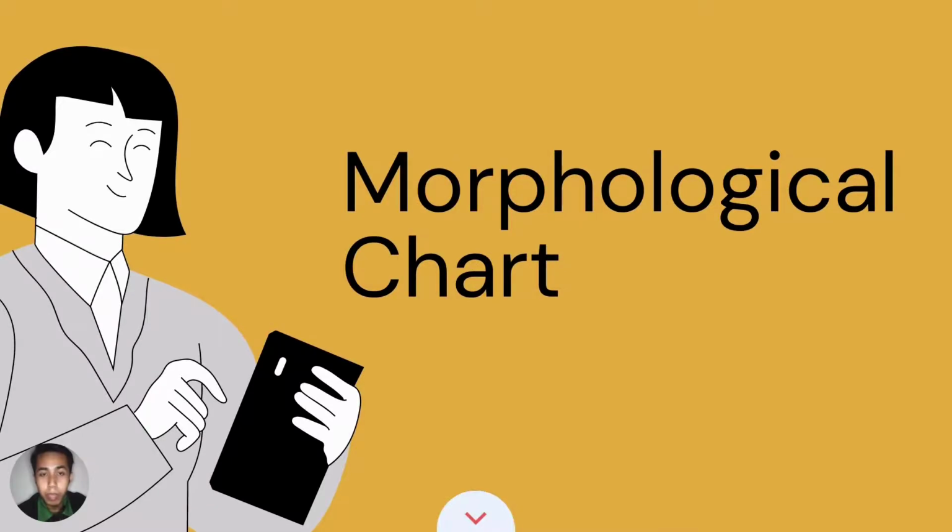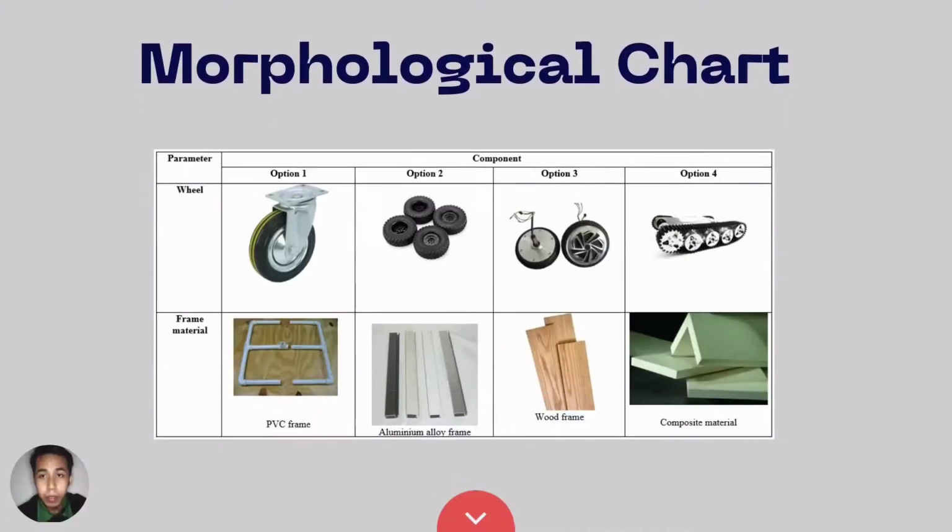Next is the morphological chart. This morphological chart consists of 6 parameters and 4 component options for each. Parameters consist of wheel, frame material, power source, transmission, operation, and blade. First of all, the wheel options are a caster wheel, RC wheel, direct motor wheel, and caterpillar track. The second is the frame. The material choices are PVC, aluminium alloy, wood, and composite.